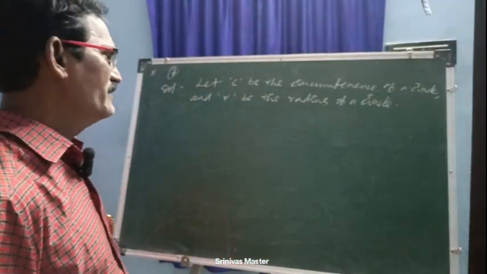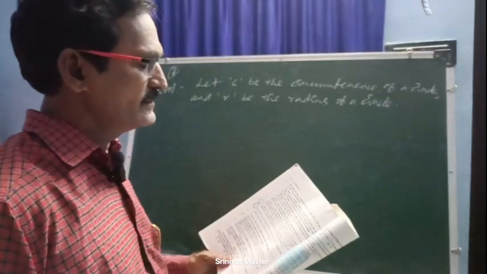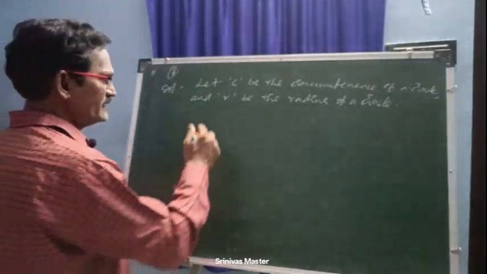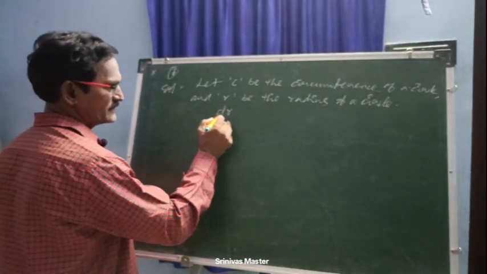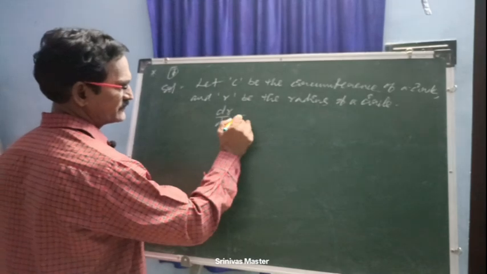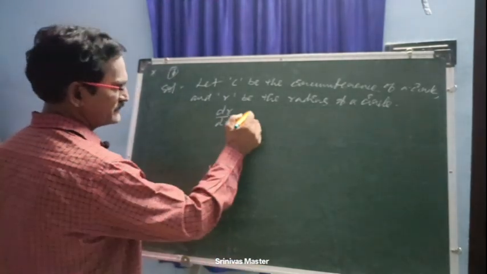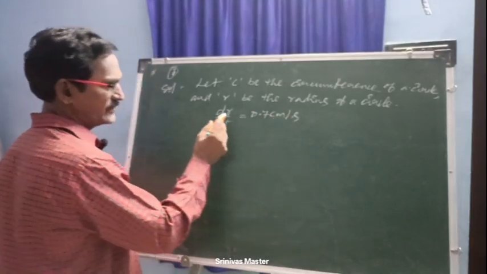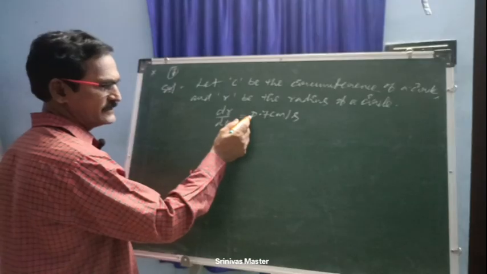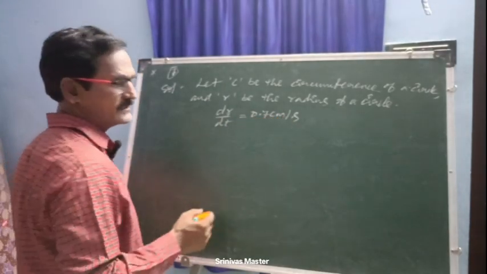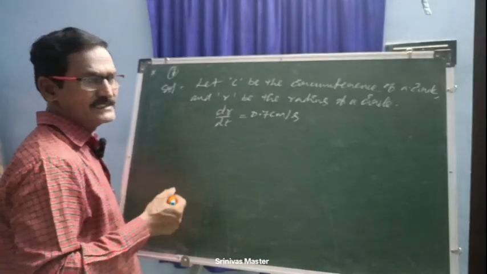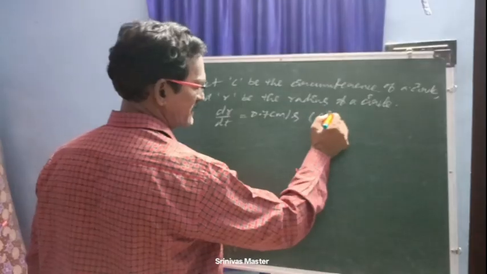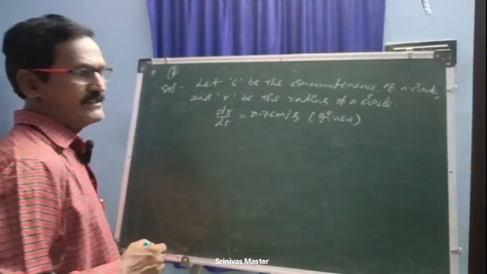Now, see what they have given. The rate of change of the radius, how much is it increasing? 0.7 centimeter per second. The rate of change in radius is increasing 0.7 centimeter per second. Positive means it is increasing only, no? Negative means decreasing, you can say. This is given in the question itself. Children, we are not taking it separately, it is the given value.